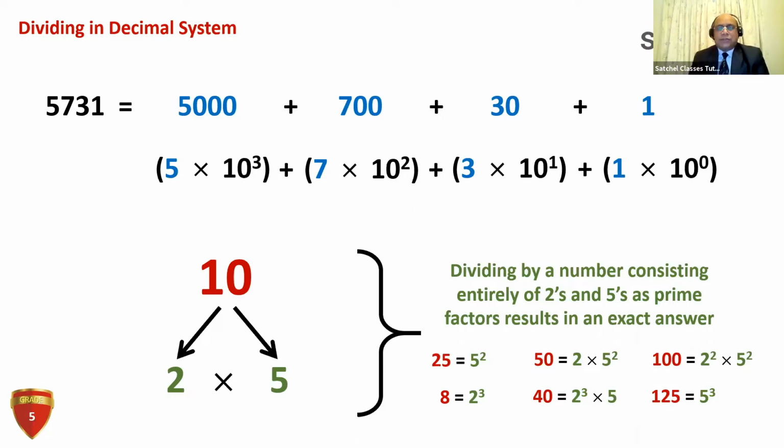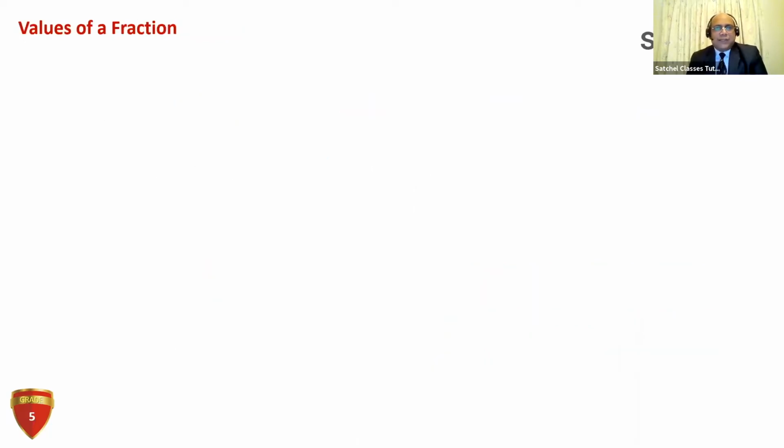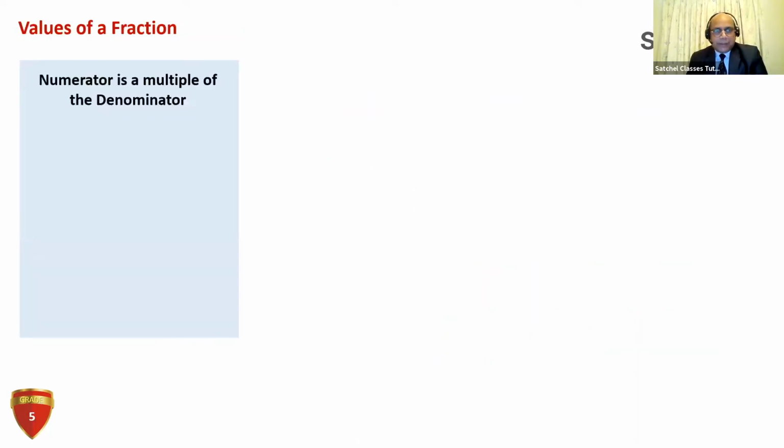So that brings us to three more classifications. The first one is something which we are familiar with. That happens when the numerator is an exact multiple of the denominator, right? For example, 42 over 7. Now, you know, 42 is a multiple of 7. 7 times 6 is 42. So when you divide, you get 6.